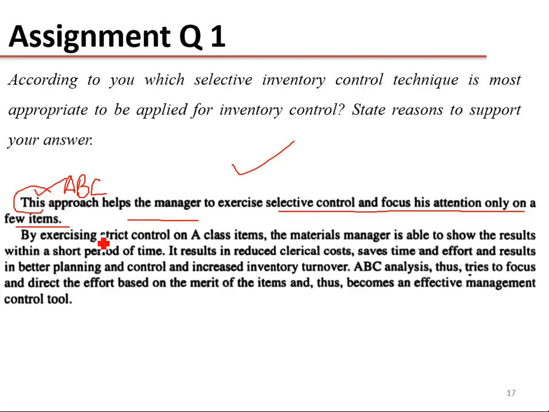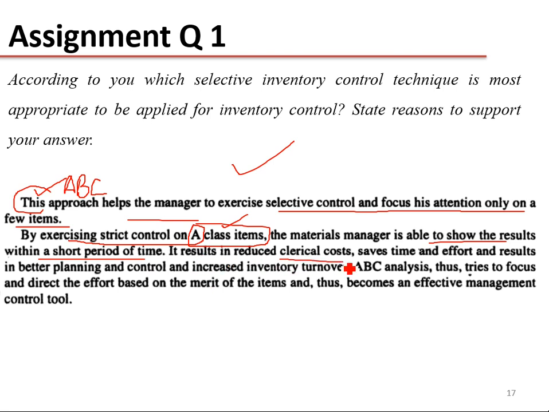And we can say that by exercising strict control on A class items, that means very important items whose consumption is not so high but they are very important, the material manager is able to show the result within a short period of time. This is the advantage of the ABC approach.